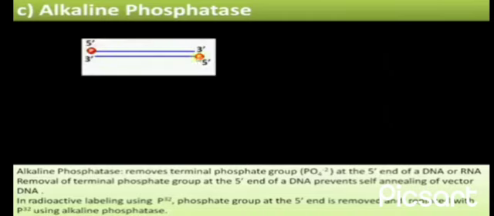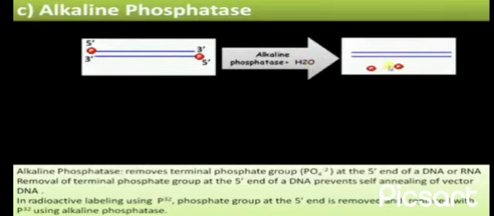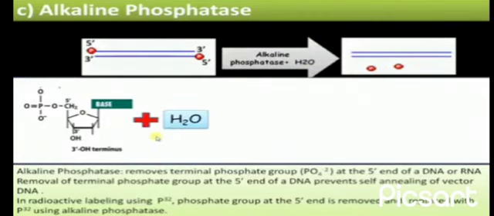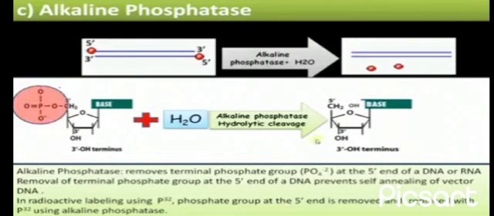P32. So this double-stranded DNA, when we use the alkaline phosphatase, this will remove the phosphate group at the 5' end. So we have here the phosphate group. This phosphate group is actually removed by the alkaline phosphatase by hydrolytic cleavage. So it is replaced then with the radiolabeled phosphate. So the normal phosphate will be replaced with the radiolabeled phosphate.